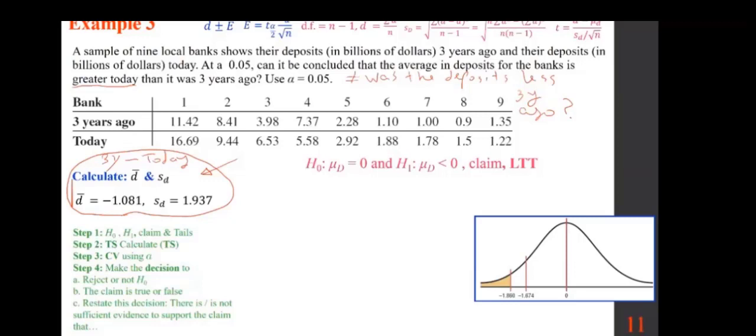Can anybody tell me those numbers, d bar and s sub d, if we want to calculate for today minus 3 years ago, what we would get? A positive number? Beautiful. Same number, positive. D bar is positive 1.081. What about s sub d? What's going on with the variance? Nothing. It's identical. Why is that? Take a look at the formula: summation of d minus d bar quantity squared. It doesn't matter which one comes first, you're going to square it.